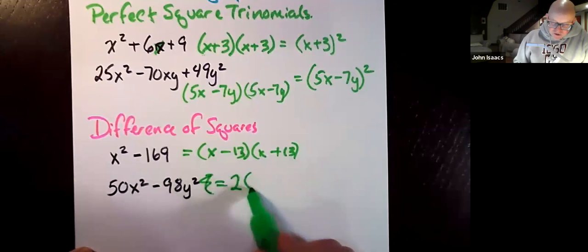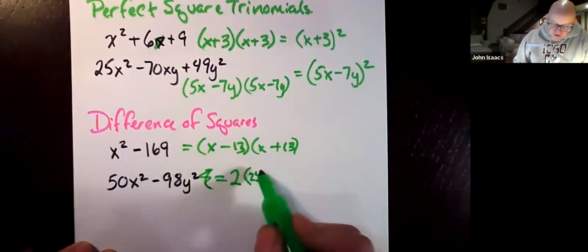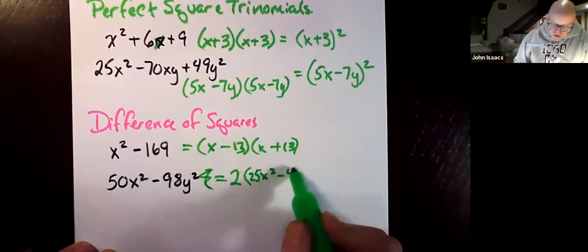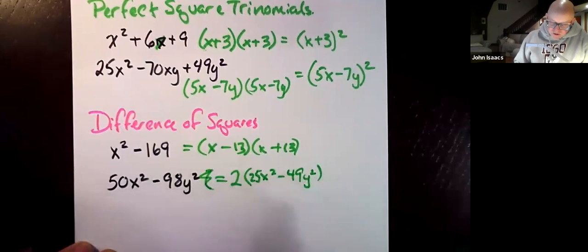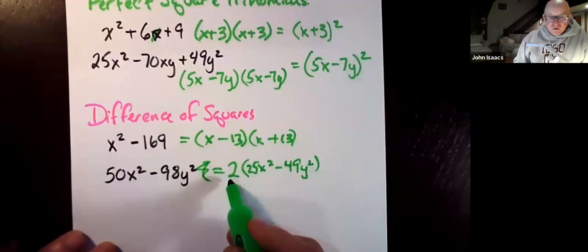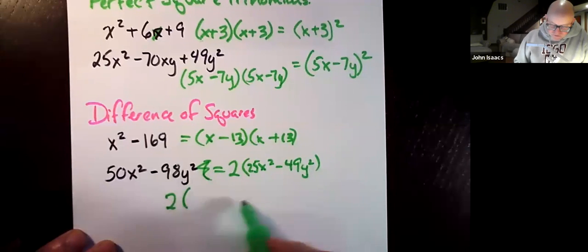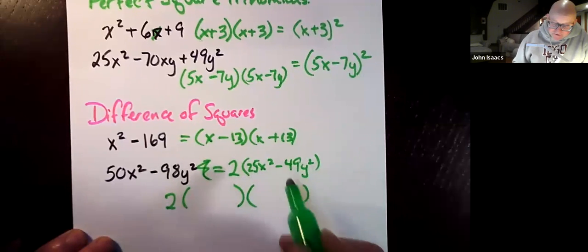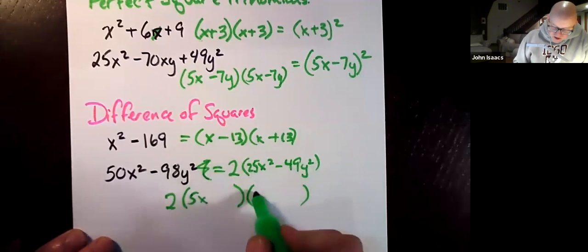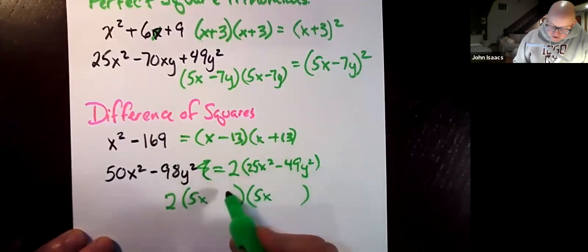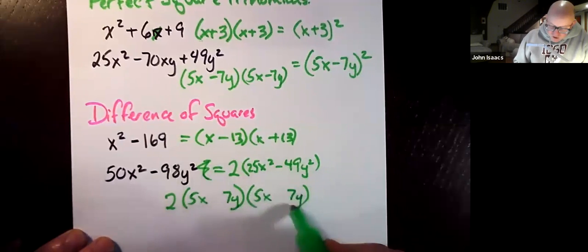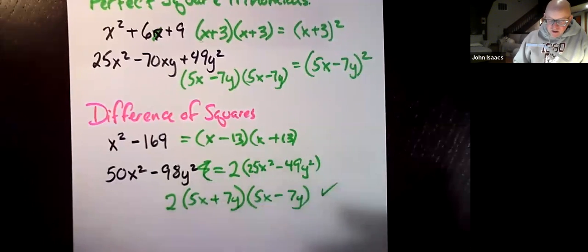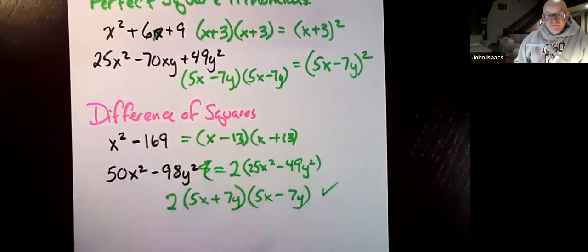Equals 2 times 25x squared minus 49y squared. Okay, so we can't lose track of that 2. So we have a 2 times, we're going to have a conjugate here, because we now have perfect squares. 5x, the square root of this is 7y. We need a plus and a minus so that the middle term goes away, and this will multiply back to that.